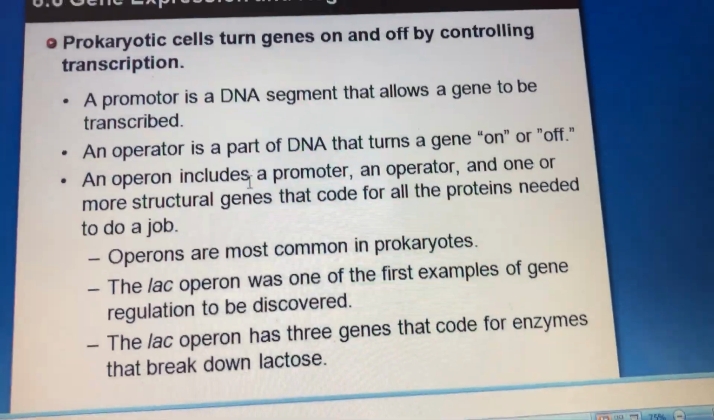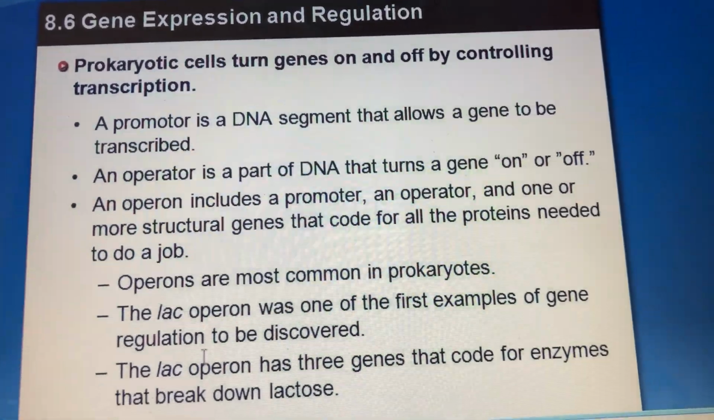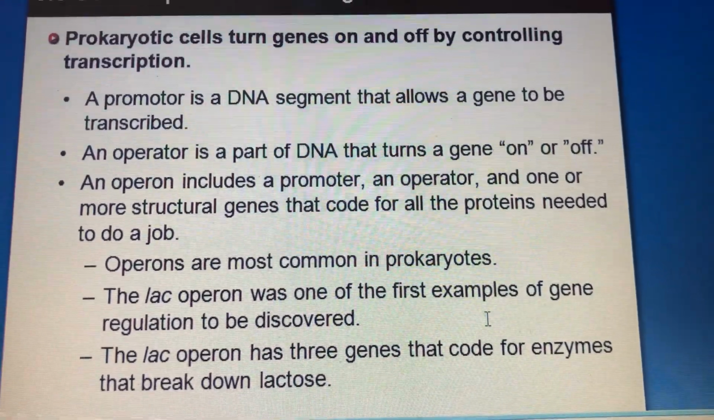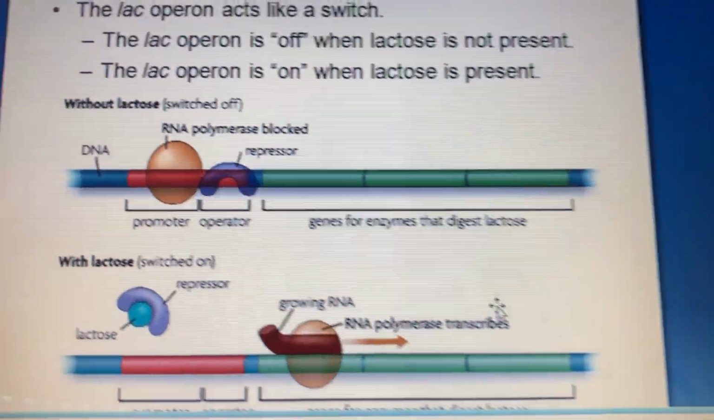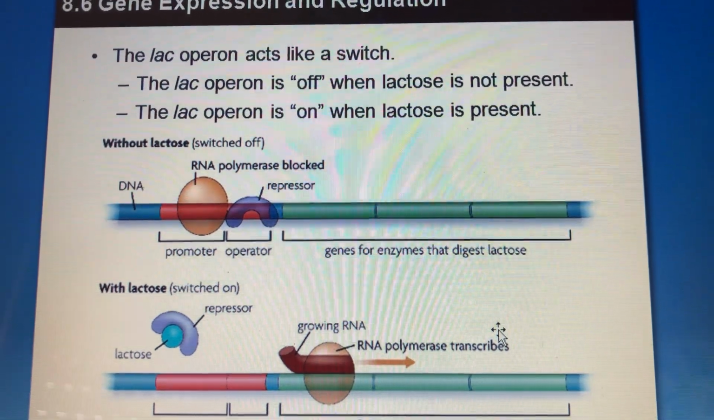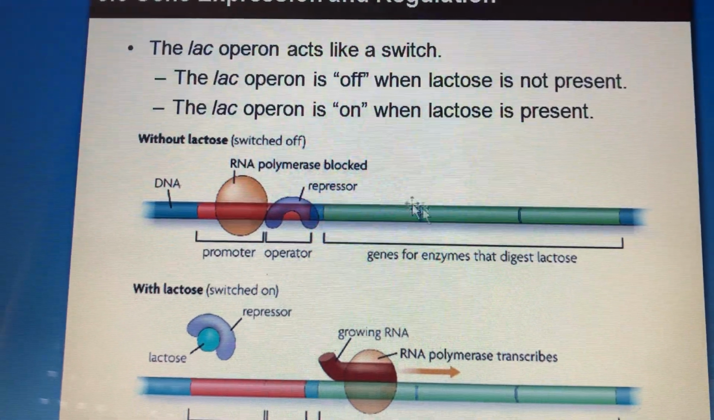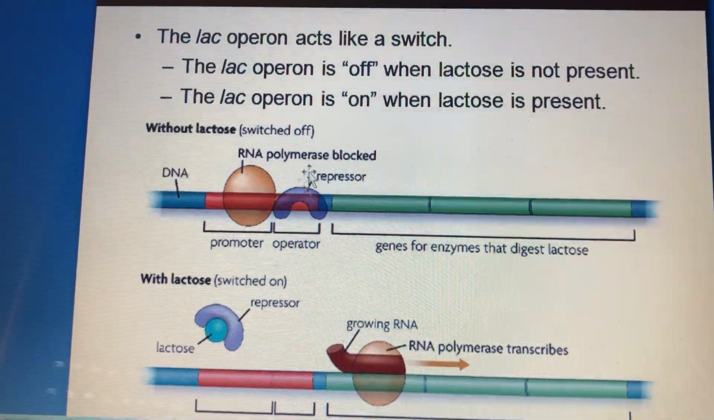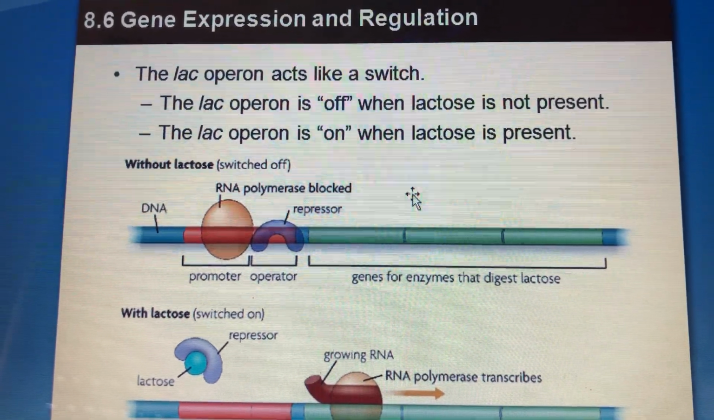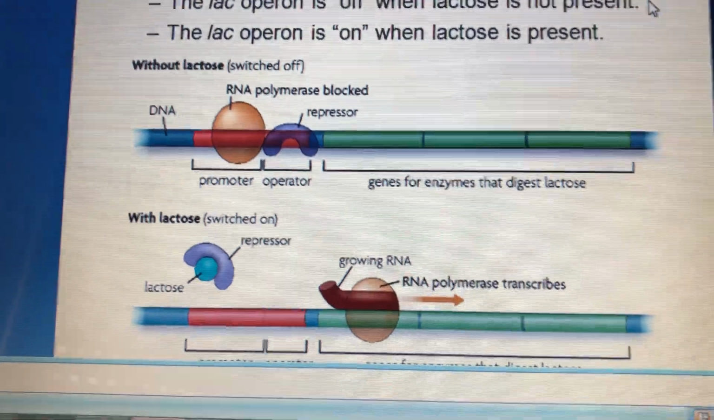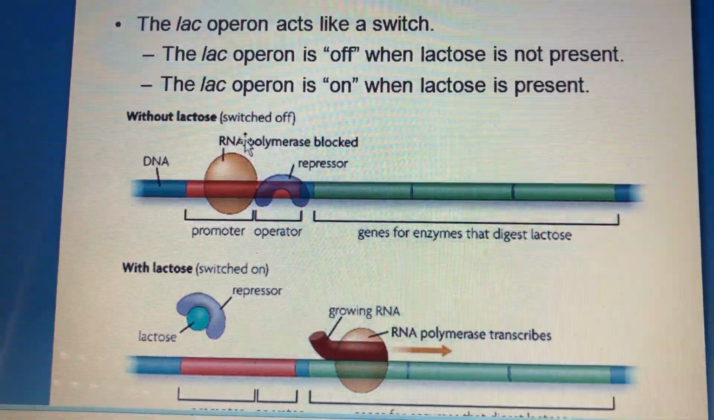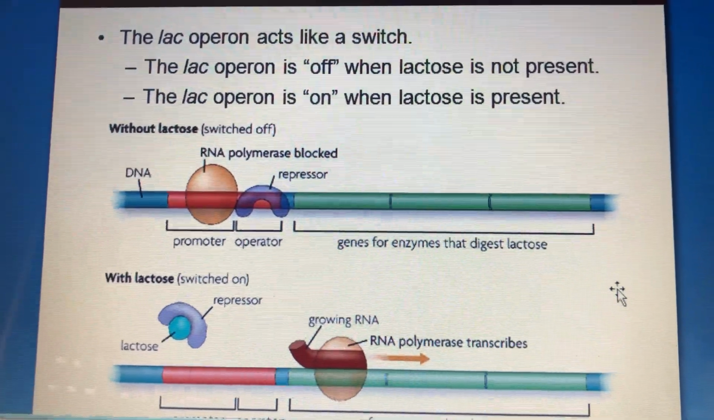So the LAC operon was one of the first examples of gene regulation to be discovered, and it has 3 genes that code for the enzymes that break down lactose. Now, if you look here, you can see the LAC operon consists of the promoter, operator, repressor, and genes. If the repressor is binding to the operator, this will block the RNA polymerase from transcription. So the LAC operon is off when lactose is not present. If lactose is present, the repressor will bind to the lactose and the RNA polymerase will be free to start the transcription.